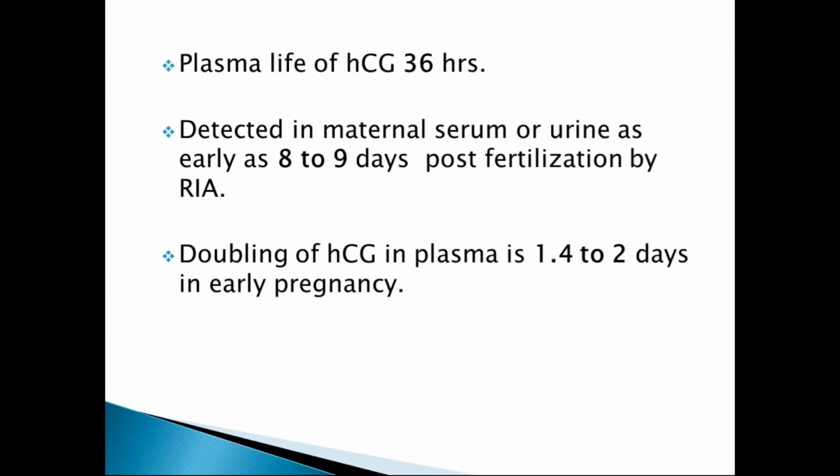HCG's plasma half-life is 36 hours. So after secretion, it is visible in the blood for 36 hours. It is detected in maternal serum or urine as early as 8 to 10 days post fertilization. After fertilization, we can detect HCG in both maternal serum and urine by 8 to 10 days. And this HCG hormone gets doubled every 2 days. I mean, that is every 48 hours.